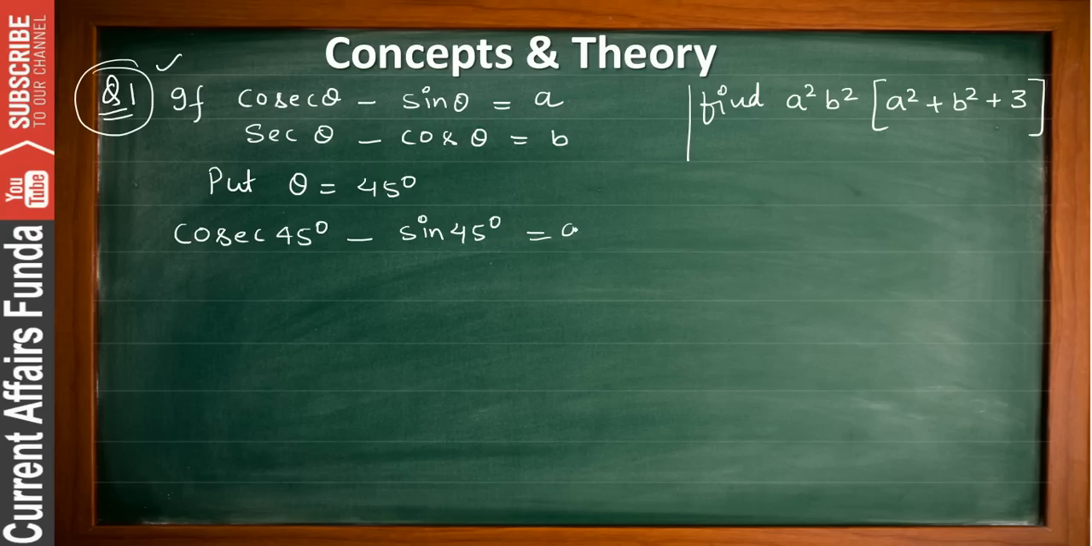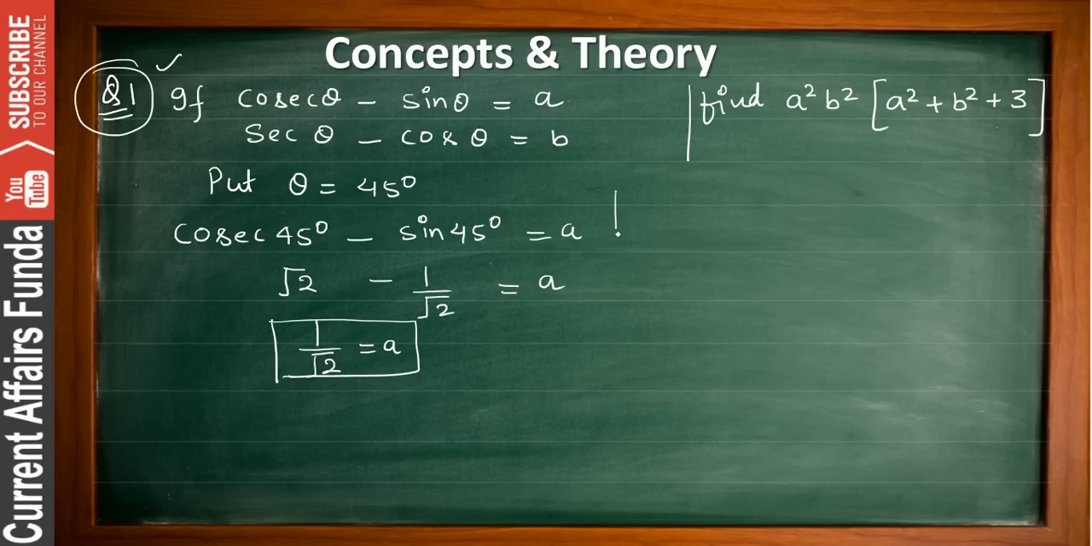that is equals to a. So what's the value of cosec 45 degree? That is root 2 minus sin 45, 1 by root 2. It will be equals to a. Root 2 into root 2 that will be 2, 2 minus 1, 1 by root 2. So it will be 1 by root 2 that will be equals to a.